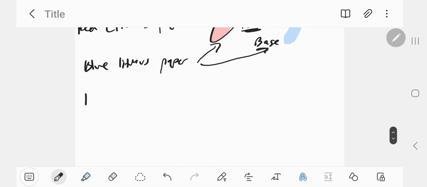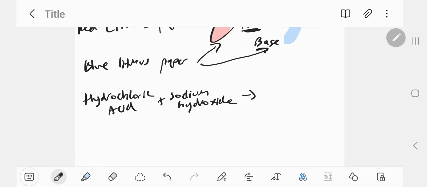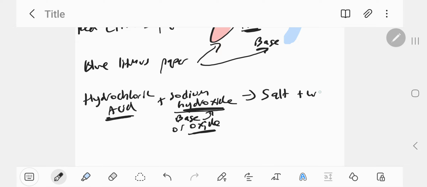So let's do an example. The textbook example, most common example, is hydrochloric acid plus sodium hydroxide. This is an acid-base reaction. We've got an acid, and the base is the sodium hydroxide. Bases typically contain hydroxide or oxide. How do you name the salt? Well, it forms a salt plus water.